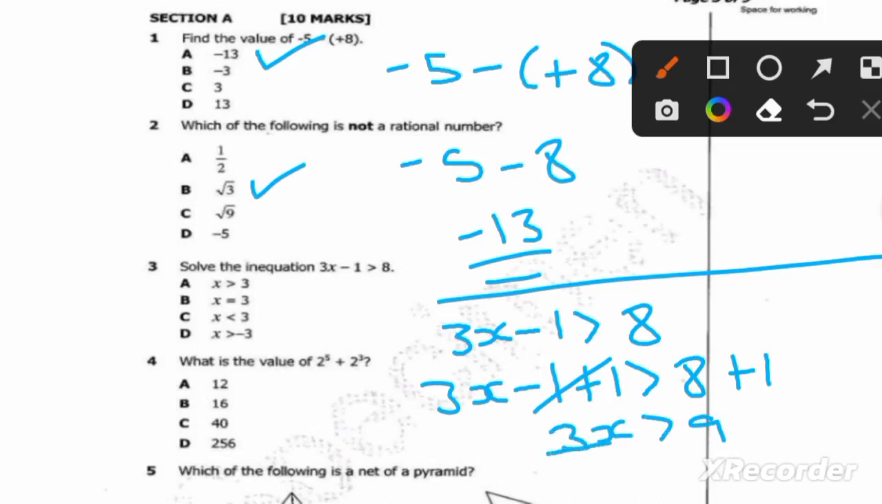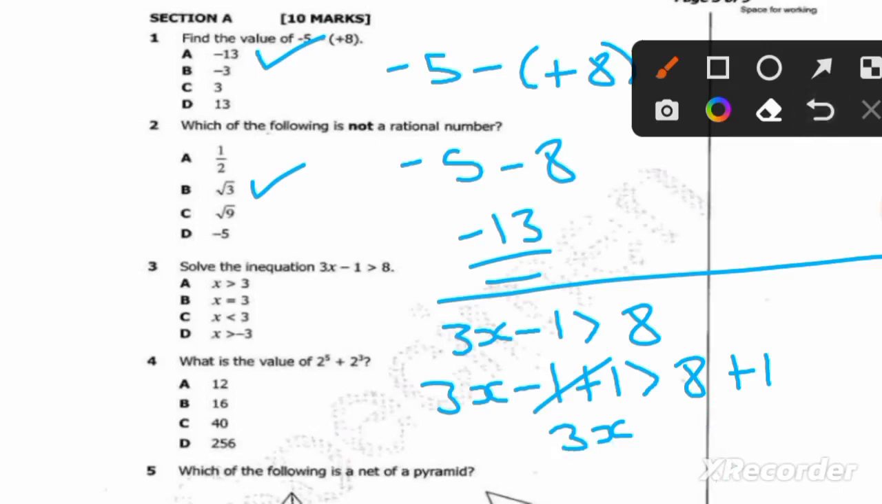Here divide by 3, even here divide by 3. So the value of x is equal to 9 divided by 3. Sorry, not is equal to, is greater than 3. Okay, so our answer is A. As we can see, our correct answer is A.